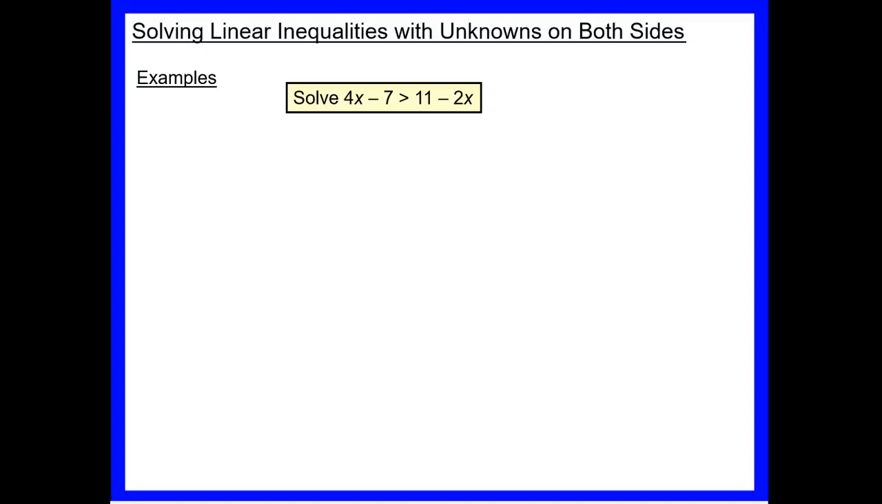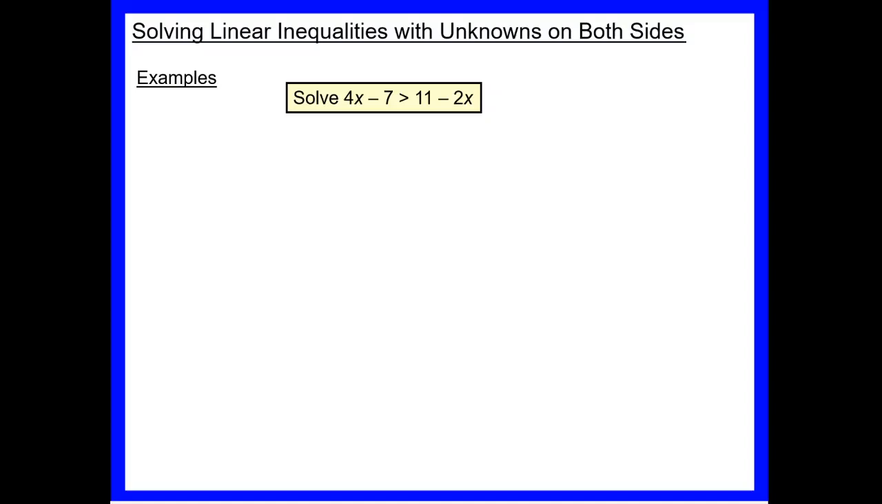Now, the important thing this time is that we can't end up with negative x's. If we end up with negative x's, our inequality sign will be facing the wrong way. So the best thing to do with these is to get rid of the smallest amount of x's first, as we've learnt to do before, and then deal with the numbers so that we don't end up with negative x's.